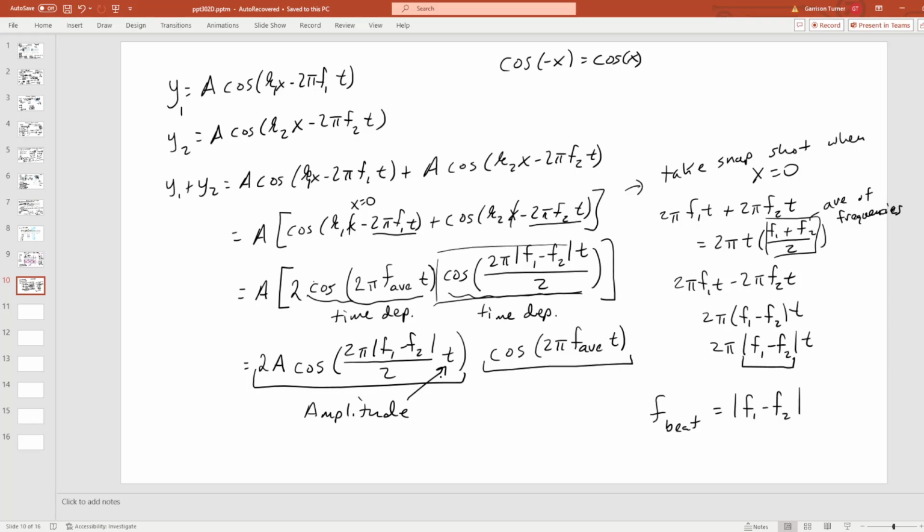Piano tuners use this as well, as do other musicians. But it crops up all over signal analysis. So if you're ever going to go into any sort of signal processing, or you have to do any sort of signal processing, you are going to be working with beat frequencies a lot. So that is beats. This is how you calculate the beat frequency.